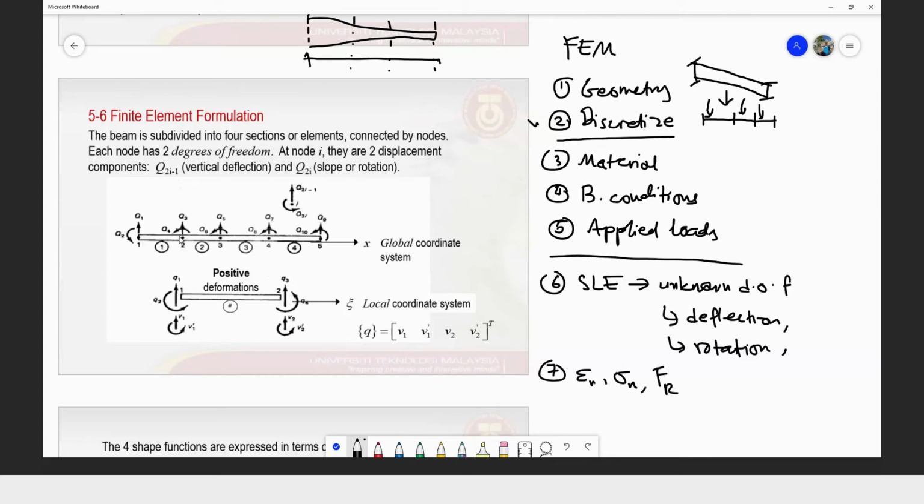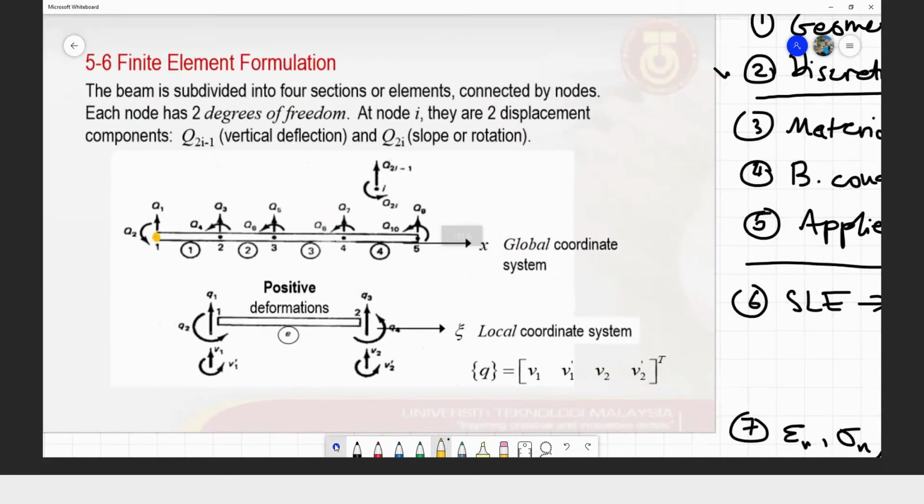So we divide our structure into several elements, and at each node or nodal point, saya besarkan sini, now we have 2 degrees of freedom as well, which is our degrees of freedom in the form of vertical displacement and also the rotation. So dalam slide ini, dia pakai Q to represent the deflections, vertical deflection, and also slope or rotation.